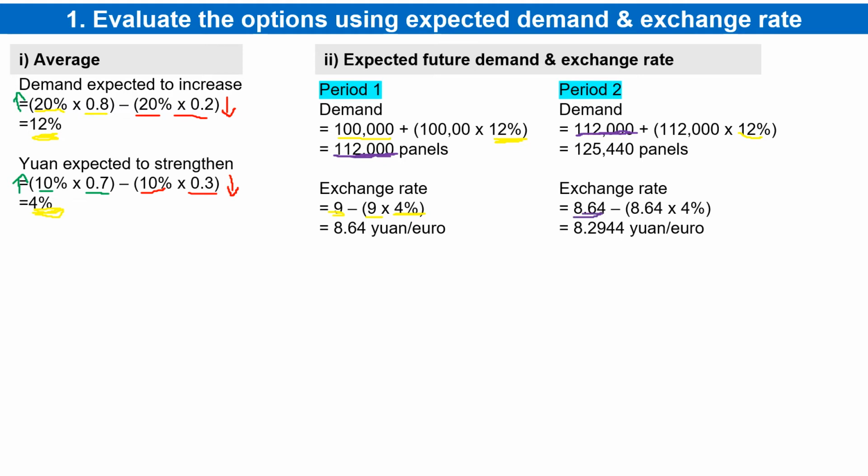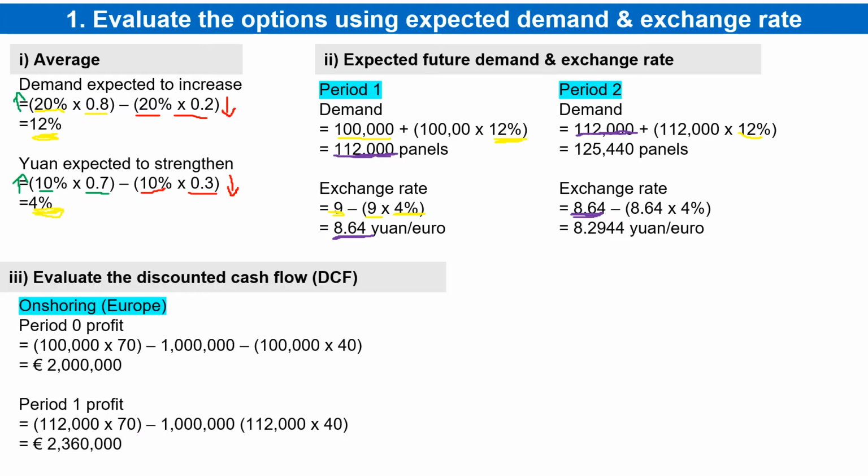Just input the exchange rate in the previous period, 8.64 minus 8.64 times 4%, and we got this number, 8.2944 yuan per euro. And then we need to evaluate the discounted cash flow or DCF for the onshoring in Europe and for the offshoring in China.